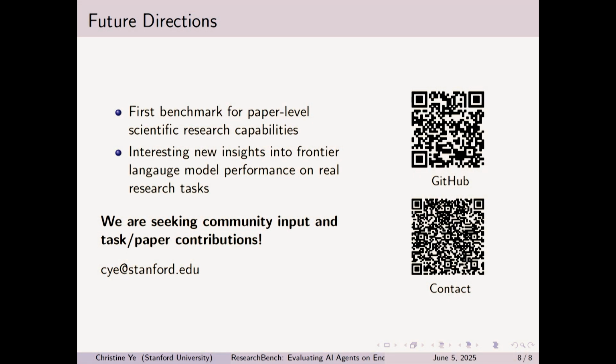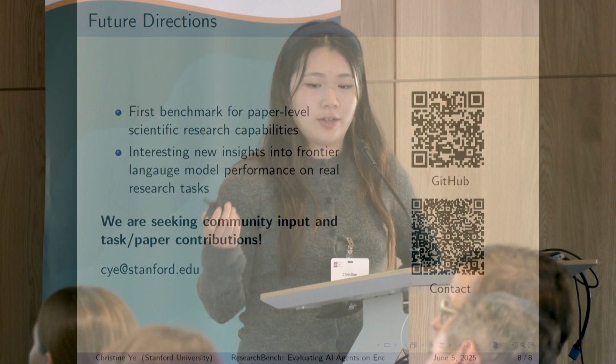And so I'll just conclude quickly to say that Research Bench, we believe, is the first benchmark in astrophysics, and I think in science more generally, for paper-level scientific research capabilities. Again, asking for paper reproduction is quite ambitious, but I think it's good to set our goalposts and have the community input here while we're still relatively early in the process of using language models in research. And I think the work we've already done so far has revealed a lot of interesting new insights into how frontier language models perform on real research tasks.